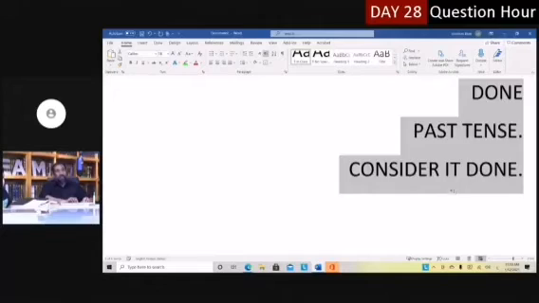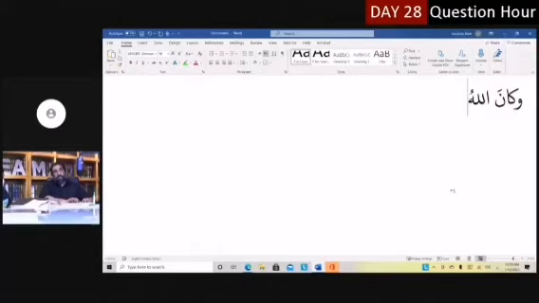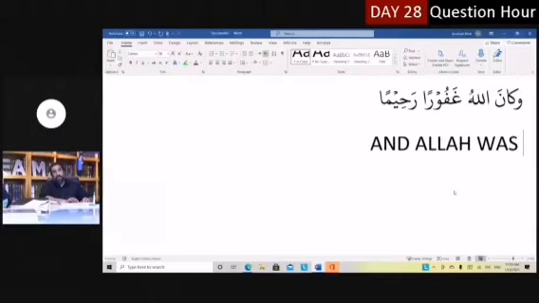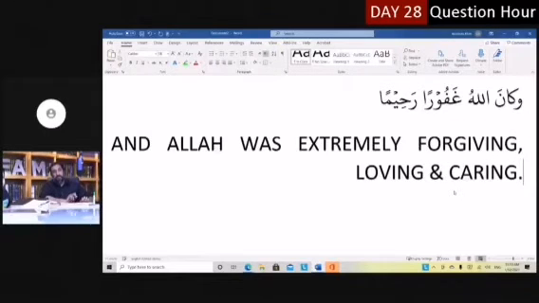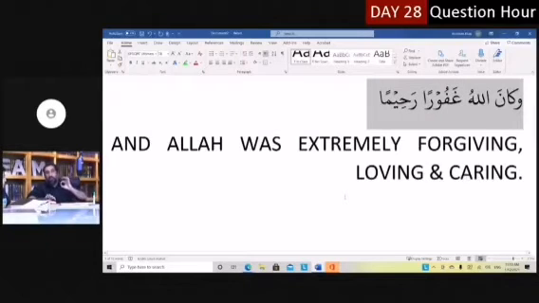How come Allah says, Wa kana Allahu ghafuran rahiman? It would literally, grammatically translate, and Allah was extremely forgiving, loving, and caring. What do you mean was, bro? Allah still is. How come Allah said He was? That's because you're looking at it only from the lens of grammar and only from the lens of vocabulary, and you're not yet ready to look at it with the richness that the ancient Arab looked at it. That's the balagha piece.